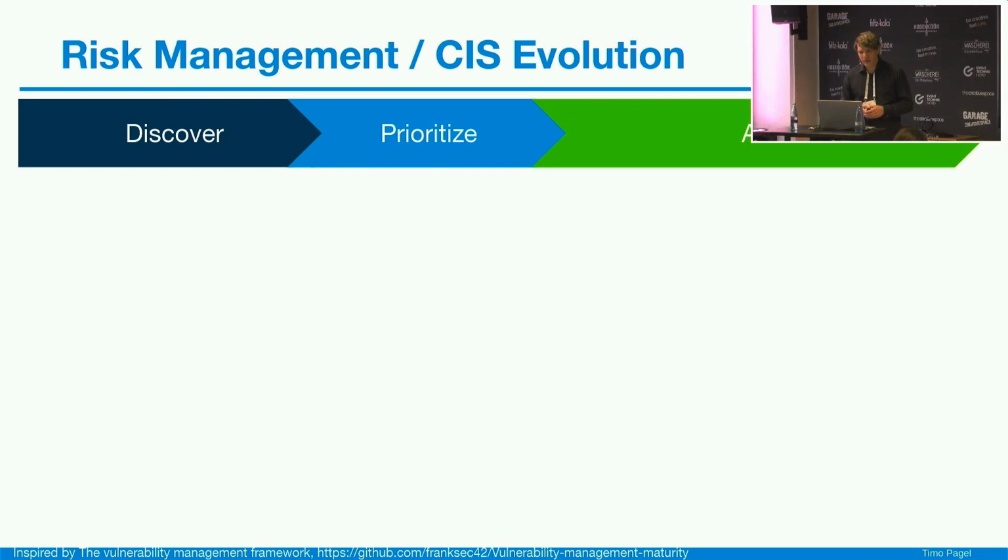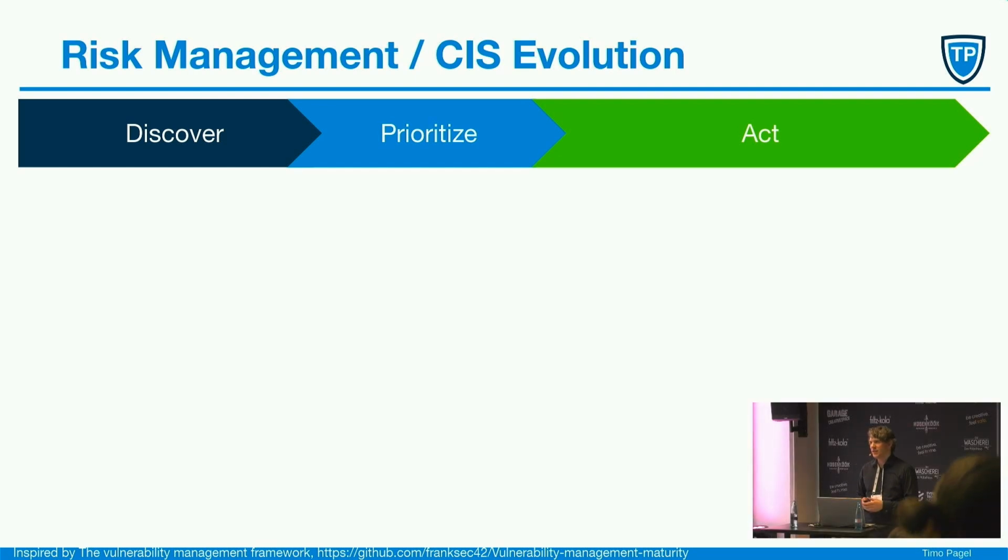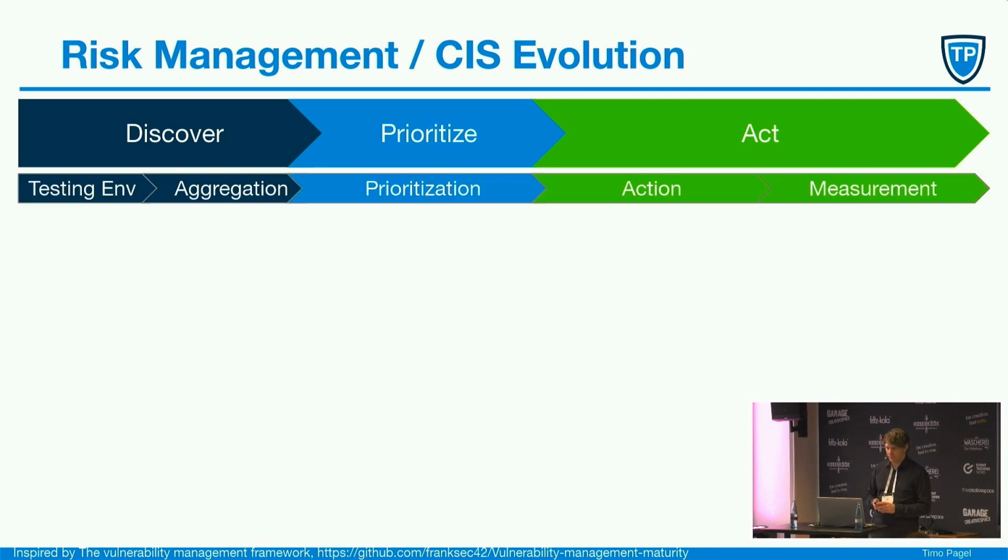As an overview, we first have the discovery phase, then we prioritize and act based on what we find. In the discovery phase, we will test something, then we will say what we want to tackle and what not, and then we act accordingly.